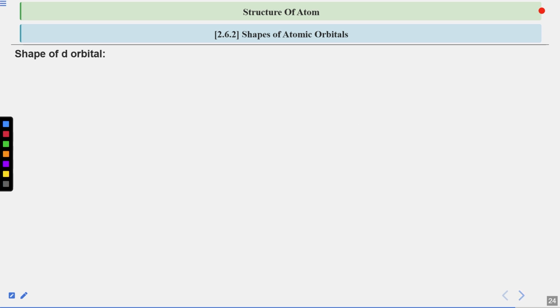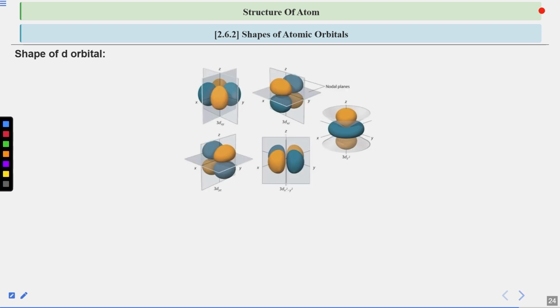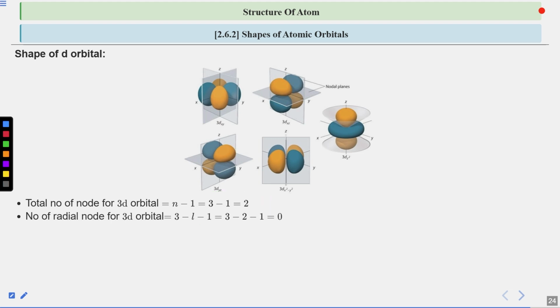Lastly, our d orbital. I will talk about this d orbital in much more detail in the next class, but we will only focus on nodes now. What is the total number of nodes? Again, n minus 1, that will give you 2. What is the number of radial nodes? Take the value of l for d, which is 2, so 3 minus 2 minus 1 is 0. Then the number of angular nodes will be 2, because for the d orbital the value of l is 2.